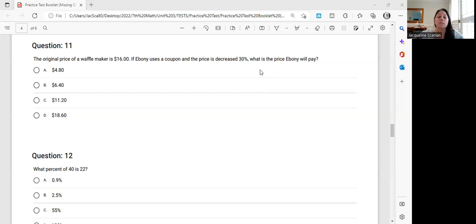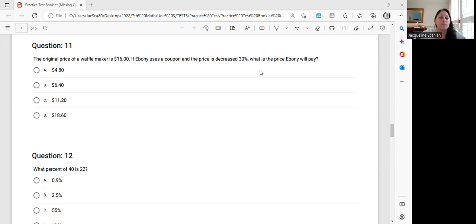All right, kiddos, here we are back again, working on questions 11 through 16 for the practice test for Unit 3. Question 11: the original price of a waffle maker is $16. If Ebony uses a coupon and the price is decreased 30%, what is the price Ebony will pay?